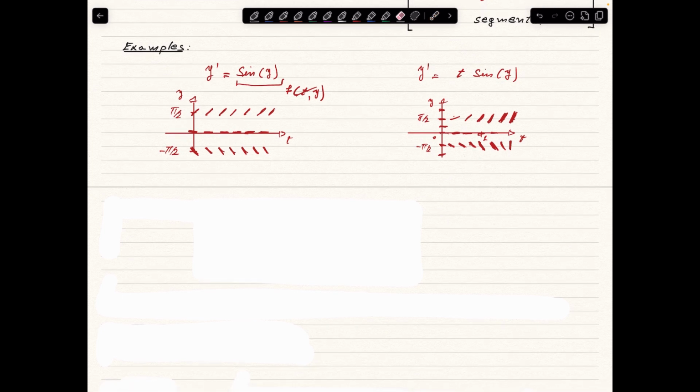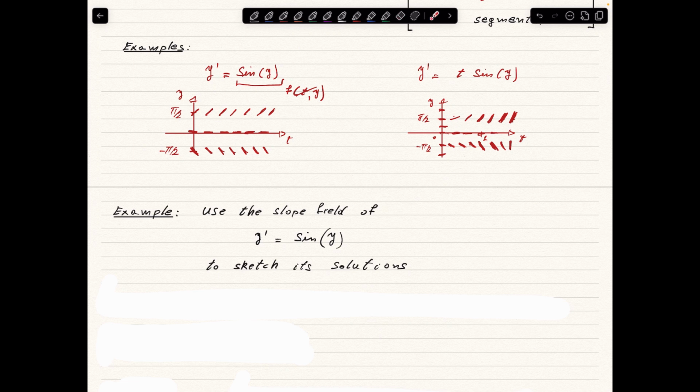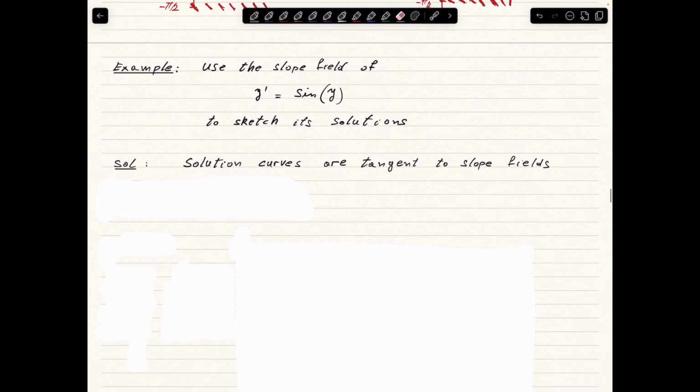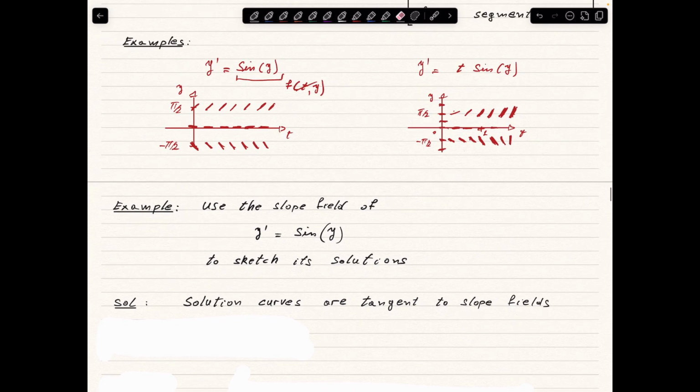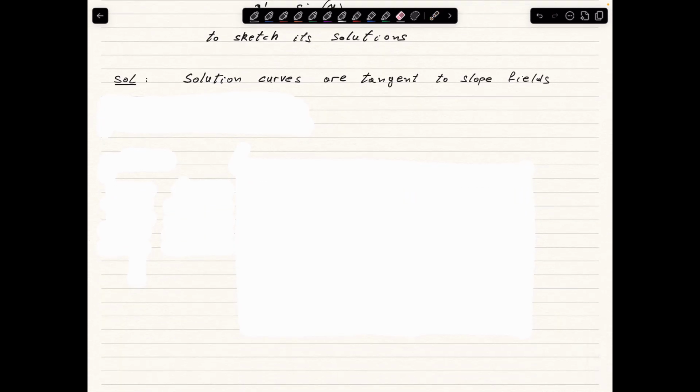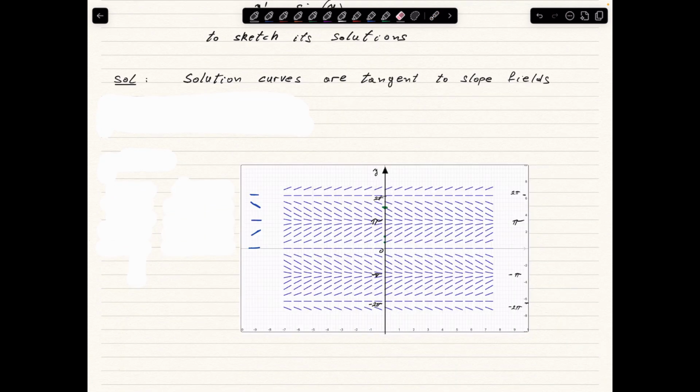So what we are going to do is repeat this slope field and sketch the solution, but we are going to use a computer. Recall that the solution curves have to be tangent to the slope field. We are going to redo this slope field, but much better, with a lot of points in between and many more segments. And this is what we get. That is one possibility. It's the same slope field as before.